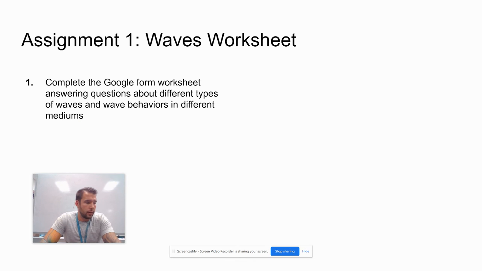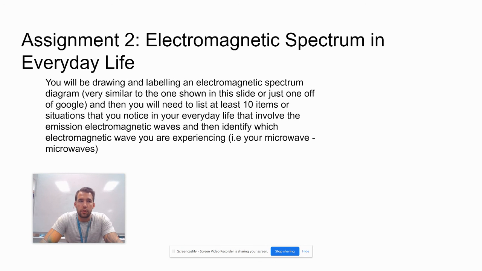So you're going to be completing the 2 assignments. The first assignment is the Waves worksheet. Make sure you go fill out that Google form, go through the PowerPoint, make sure you understand it. Let me know if you have questions. And assignment 2 is you're going to be drawing the electromagnetic spectrum, much like we saw on this, and you're going to be identifying where the electromagnetic spectrum waves are in real life. So microwave, TV, stuff like that.